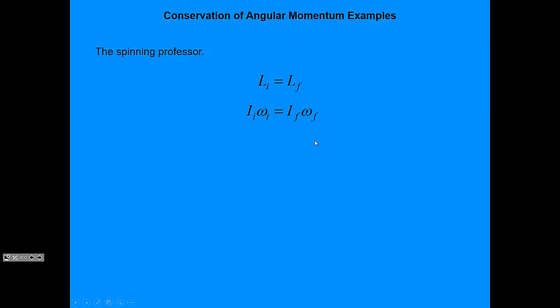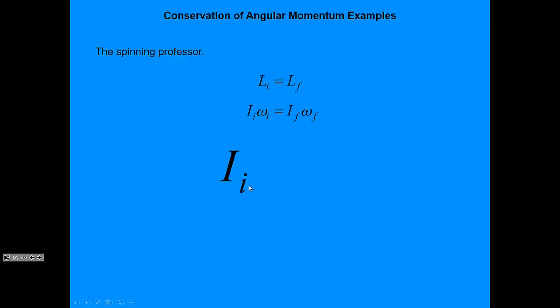But what did he do in that video? He took his arms, which were out, and he pulled them in tight. Well, what does that change? That changes where the mass is with respect to the axis of rotation. It moves the mass closer to the axis of rotation. That reduces the rotational inertia.